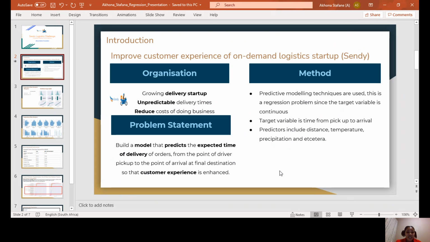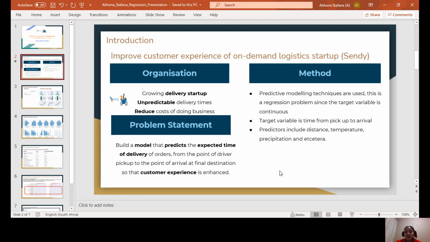The problem statement is as follows: to build a model that predicts the expected time of delivery of orders from the point of driver pickup to the point of arrival at final destination so that customer experience is enhanced.